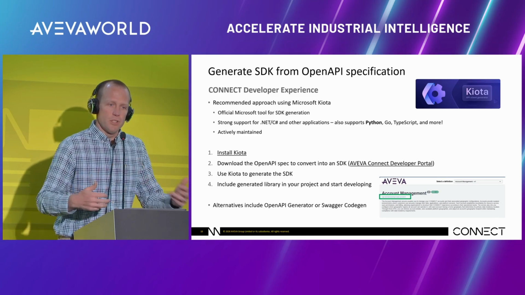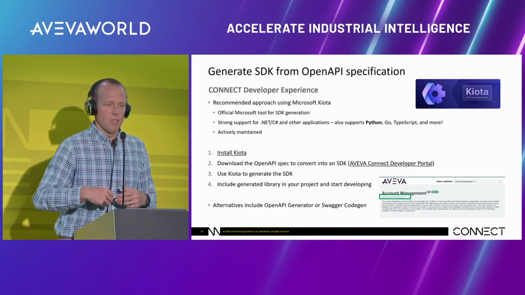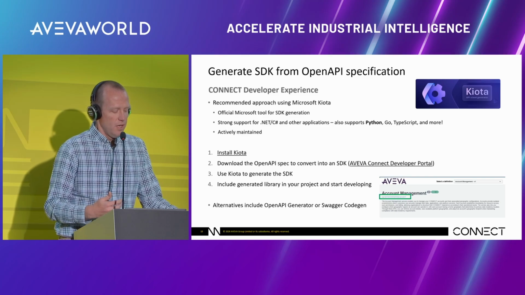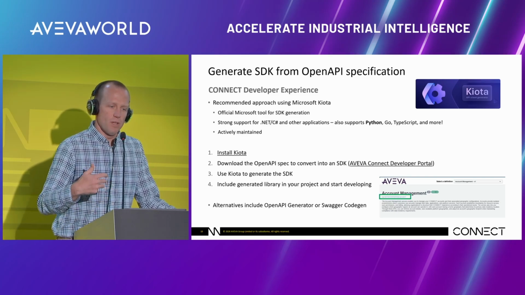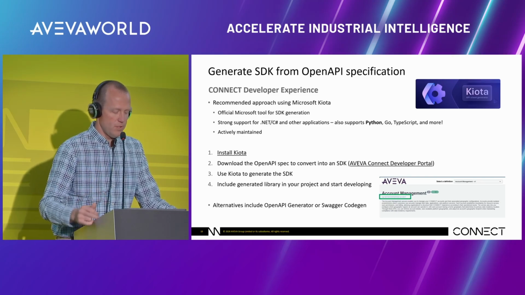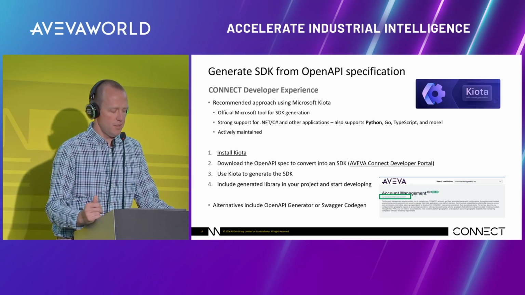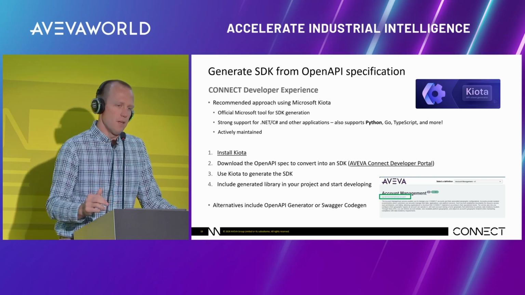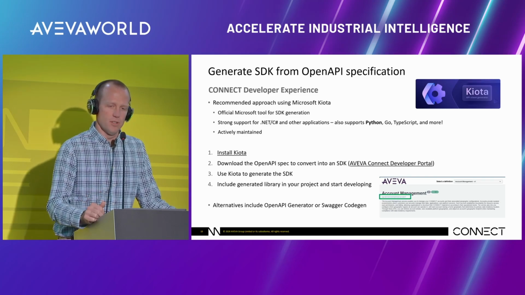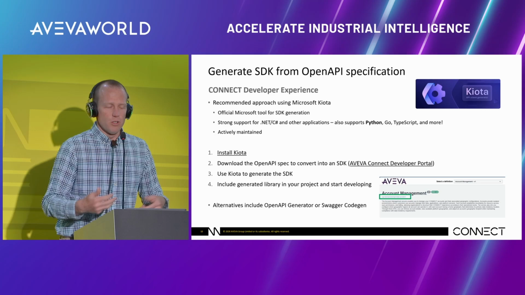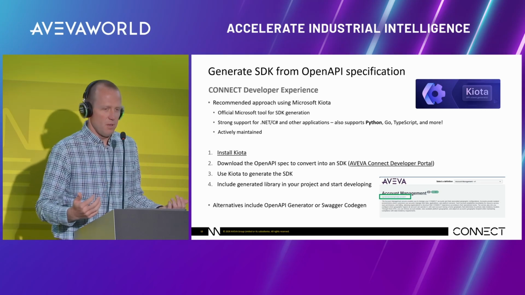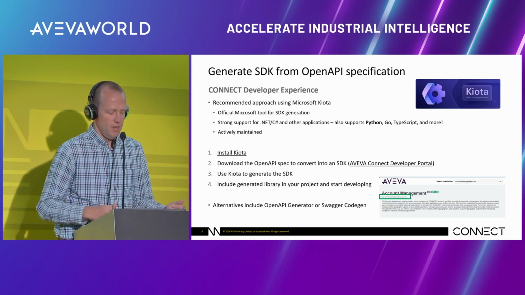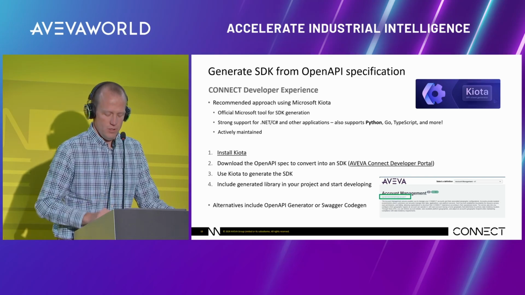If you're going to generate your own SDK, step one is install Kiota, and get it from Microsoft's website. Then you need to download that JSON for the OpenAPI spec for the services you're going to interact with, then you use Kiota to generate the SDKs, and then you just include it in there. It's a pretty straightforward, simple process, and then you've got a nice SDK to use. I do like to always point out that you can use other OpenAPI generation tools. I've used OpenAPI Generator, and I've used Swagger Codegen as well.